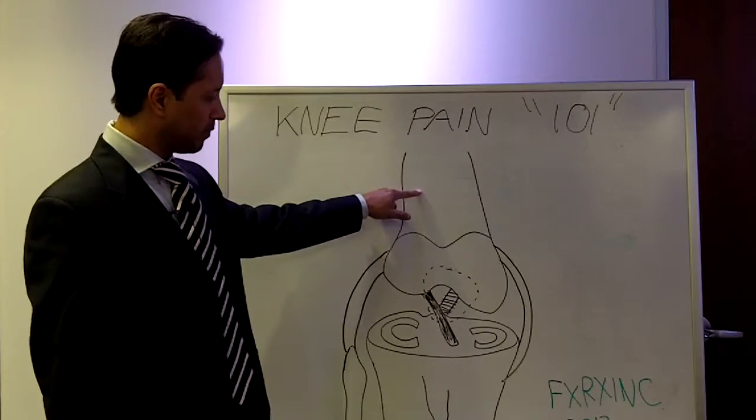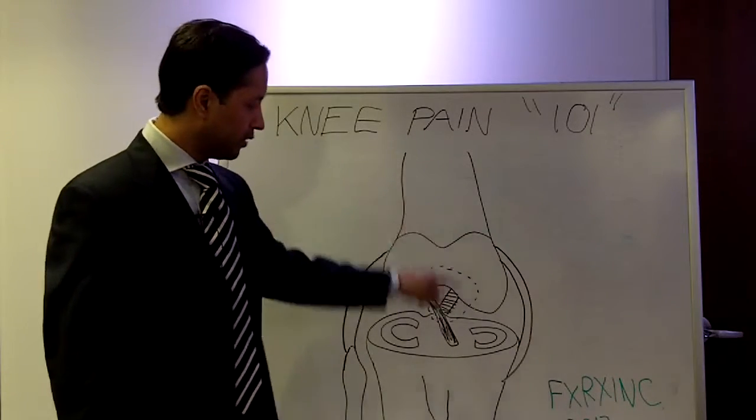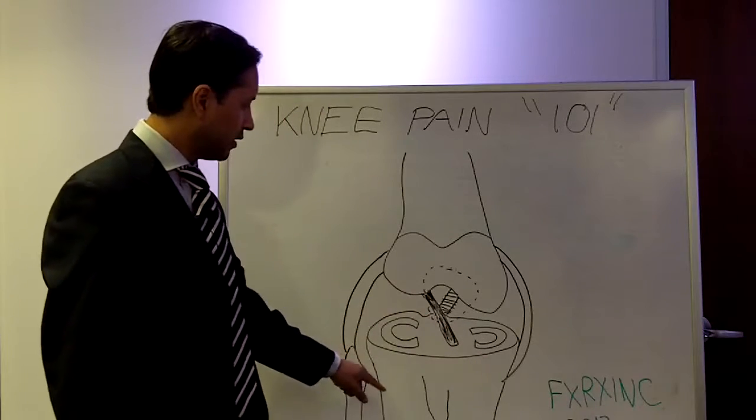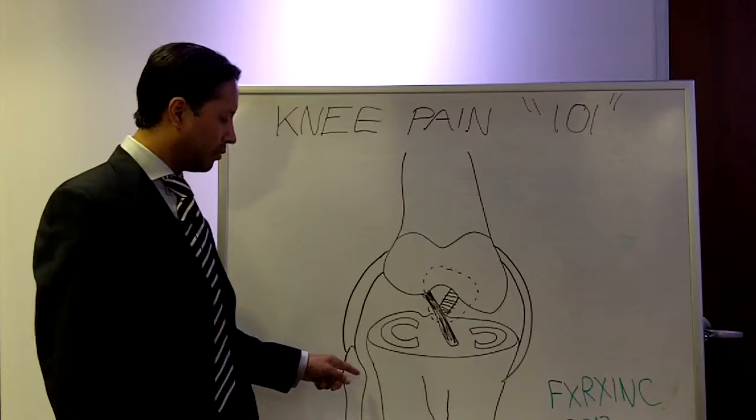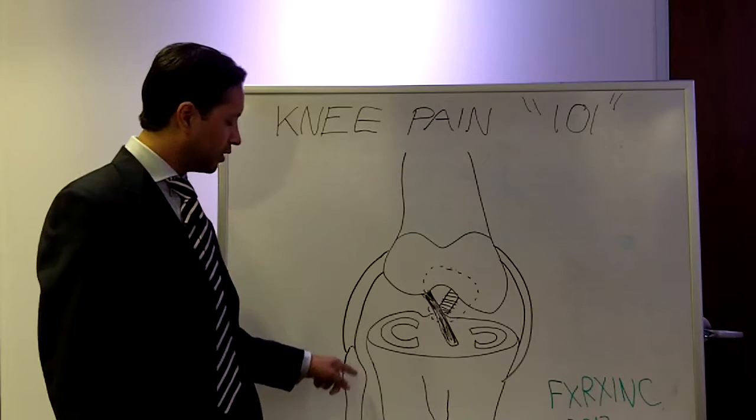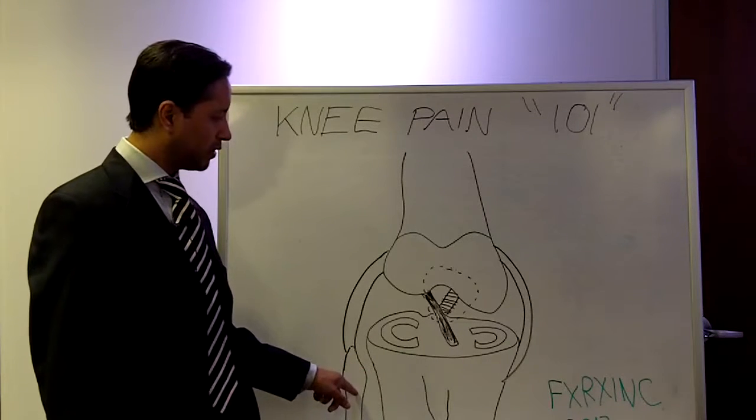Now here in this diagram, we have the three main bones in your knee. You have your femur, which is this bone here. You have your tibia here, and your patella. One of the other bones that is in the knee but not really a main part of it is your fibula, which is this bone here.